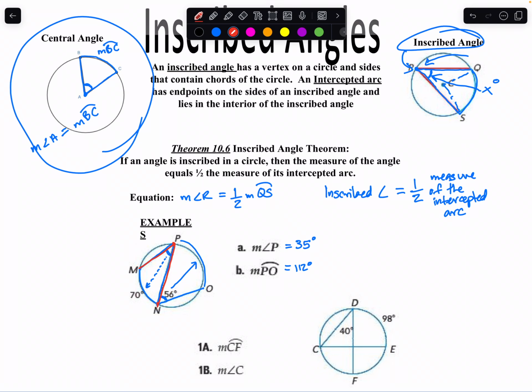Look at measure of arc CF. CF is dealing with this portion. That angle is being created from here with D. Since angle D is 40 degrees, we're going to multiply it times 2 to find the arc here. We'll call that 80 degrees.